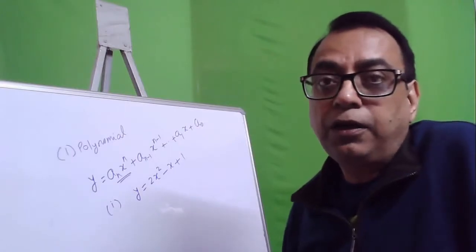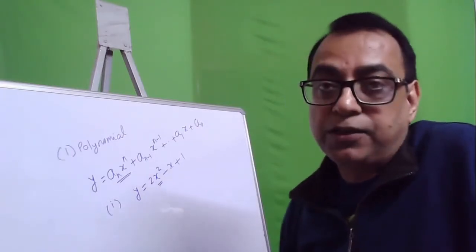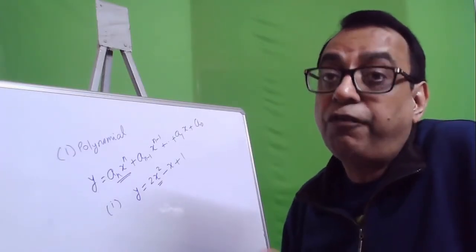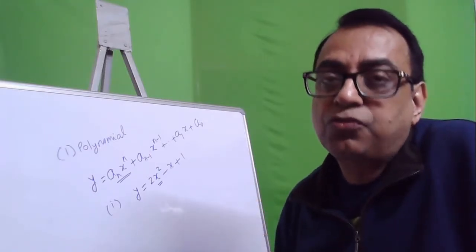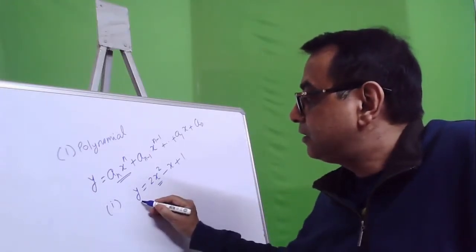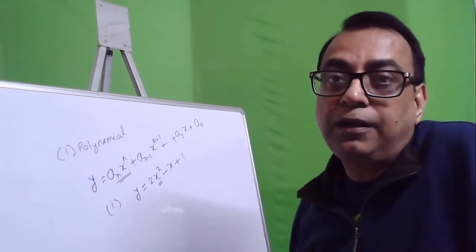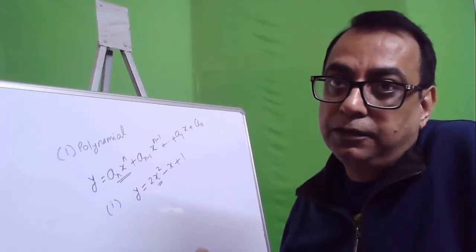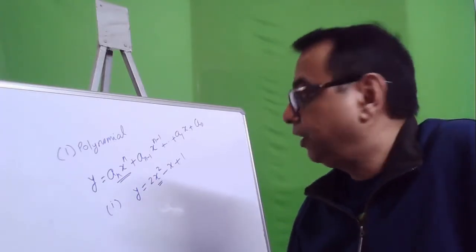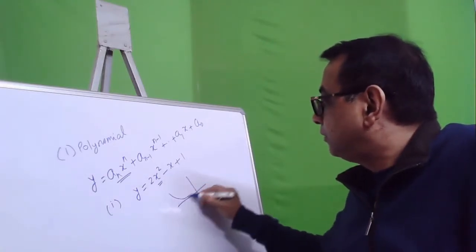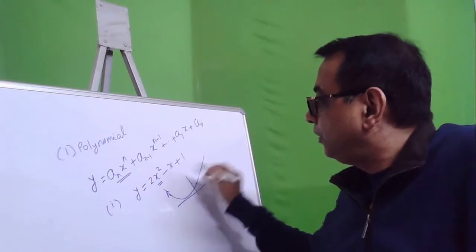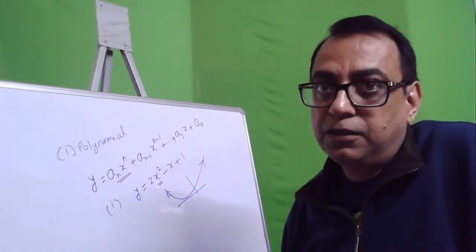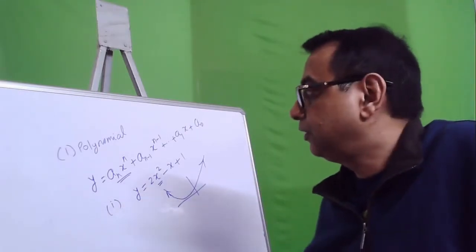So here the dominant term is 2x square, and you know for any value of x, x square will be positive. So this function, when you increase x sufficiently, will ultimately take the value towards the positive direction of y. It will be something like this. So it will be going up when x is too much negative or too much positive.